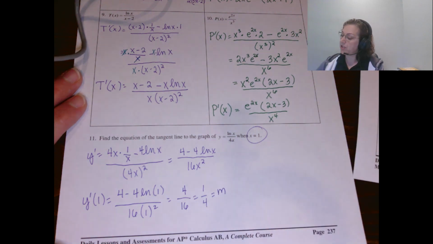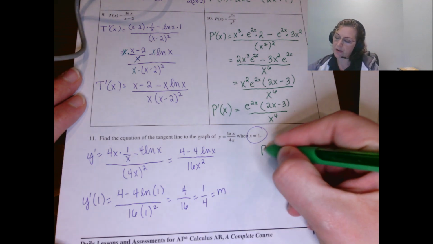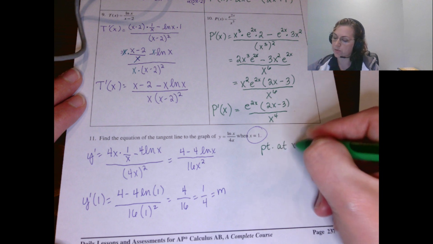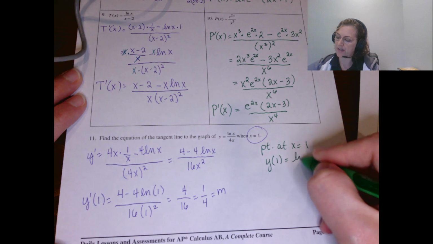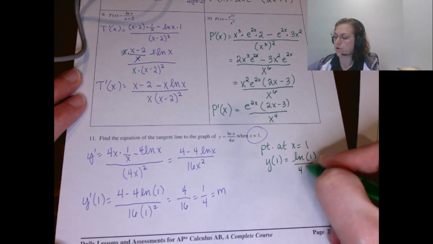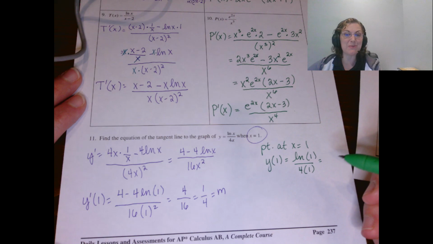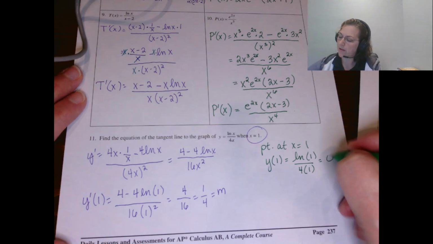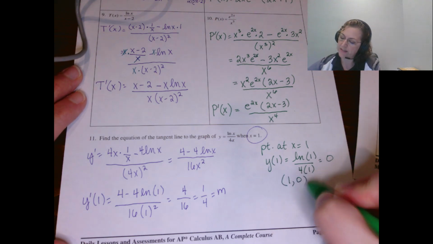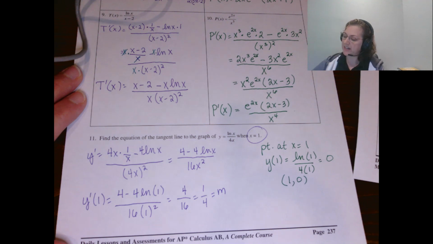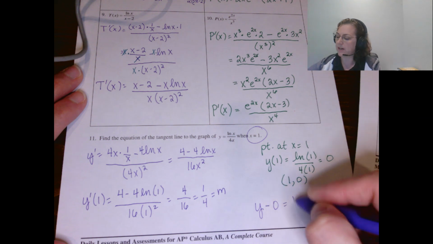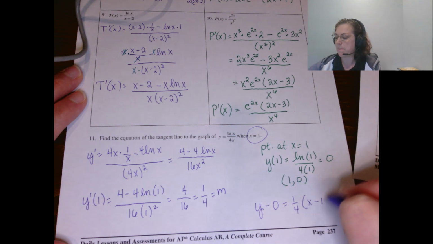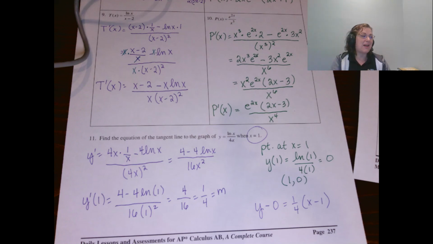Now, in addition to the slope of the tangent line, we need the point. So we're going to find the point at x equals 1 by plugging in 1 into our equation. That gives me the ln of 1 over 4 times 1. Well, we just reminded ourselves that the ln of 1 was 0. So my point is (1, 0). So let's put together my slope and my point. y minus 0 equals 1/4 times (x minus 1) for the equation of my tangent line.